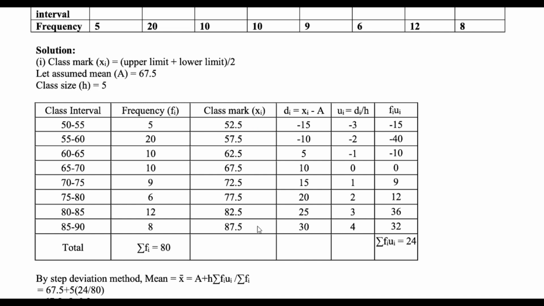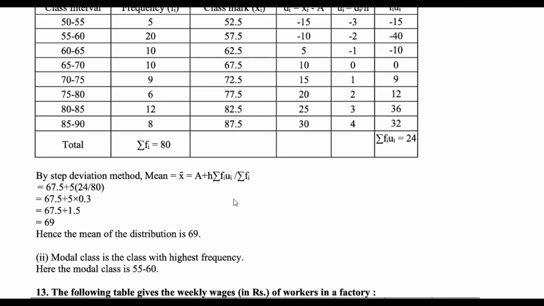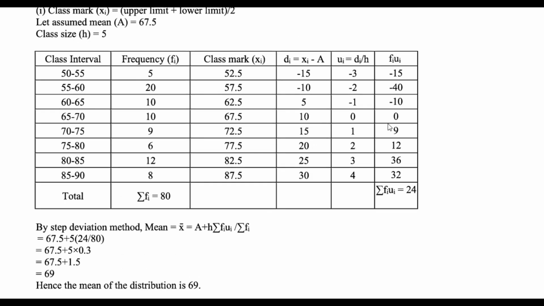After that, getting the assumed mean. You can take any figure as your assumed mean. Here we take 67.5 as the assumed mean. So 52.5 minus 67.5 comes to minus 15, and this should be 0 here. This is a typing mistake. And 87.5 minus 67.5 comes to 30.